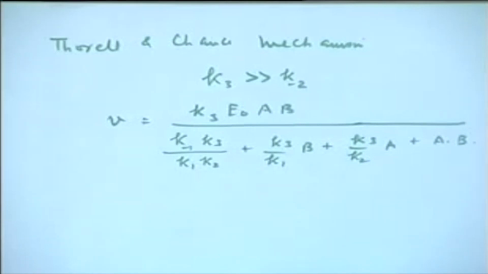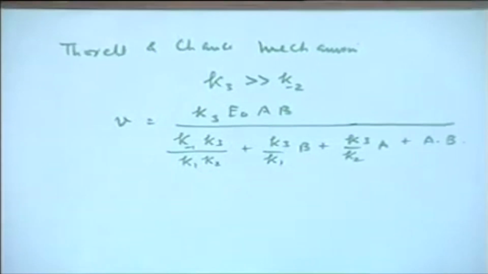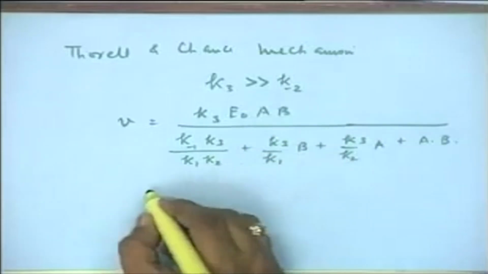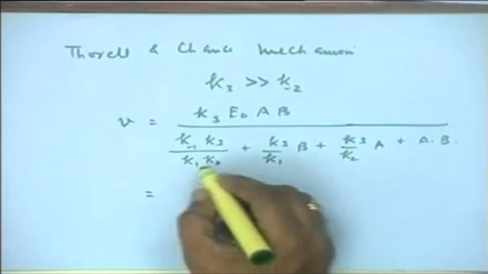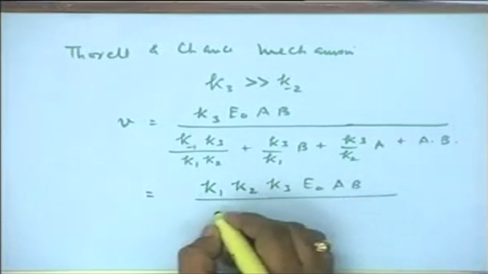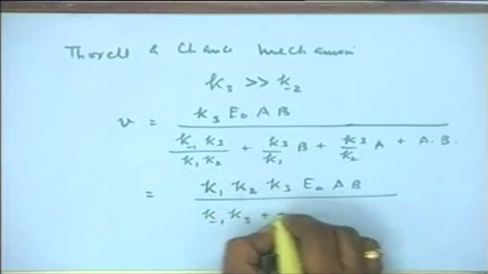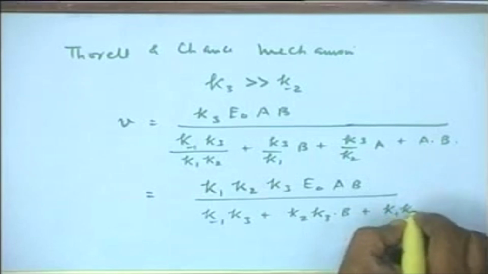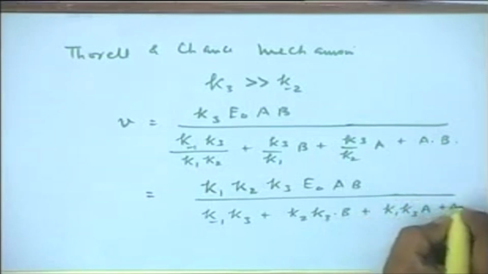Again the same pattern of generalized rate expression that we noticed in the case of ternary complex formation. Both types of ternary complex formation follow the same pattern, and you will notice that when we talk about binary complex formation and the ping pong mechanism, the pattern will change, and that will clearly indicate the existence of a different mechanism. Also, this can be further simplified by multiplying by K1 K2, giving K1 K2 K3 E naught AB upon K minus 1 K3 plus K2 K3 into B plus K1 K3 into A plus A into B.